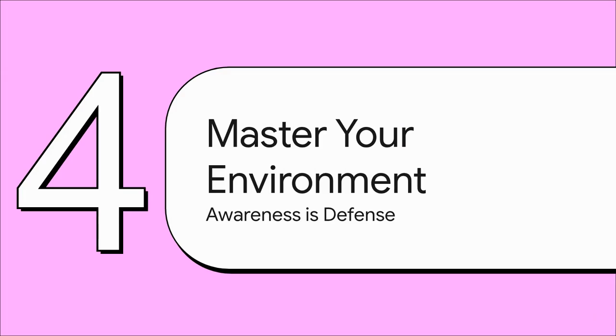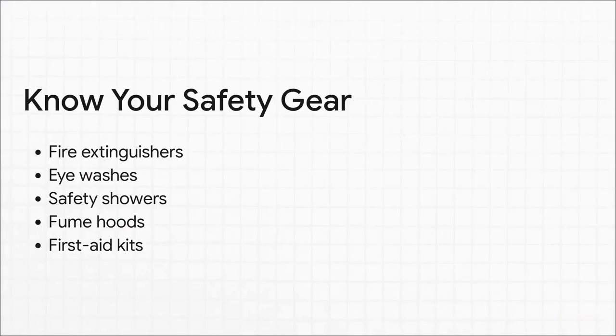So, you've got your armor on and you know the rules of engagement. But the final piece of this whole safety puzzle is mastering your environment. And this is all about proactive awareness, knowing what's around you before you ever need it. Before you even begin an experiment, you should be able to point to every single one of these items in the lab. In a real emergency, you are not going to have time to start looking for the fire extinguisher or the eye wash station. Knowing where these life-saving tools are is every bit as important as knowing the steps of the experiment itself.